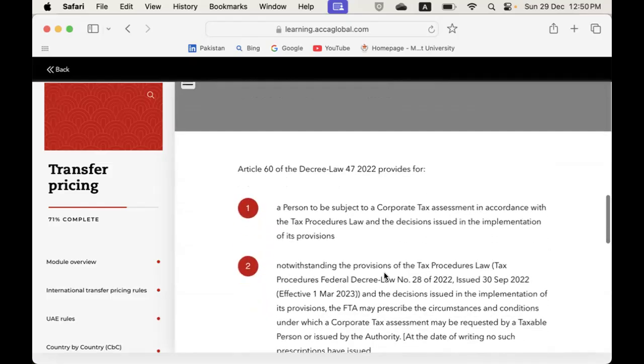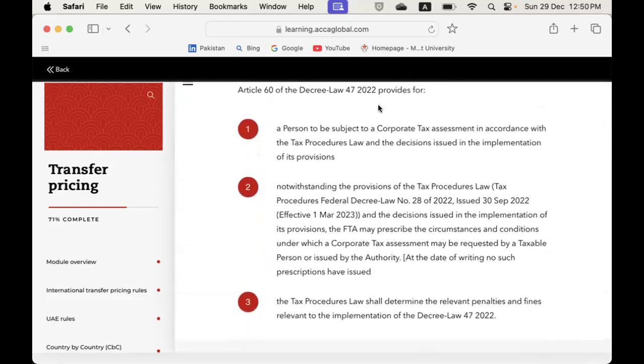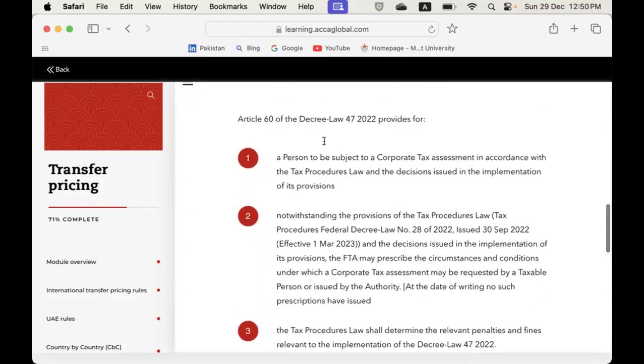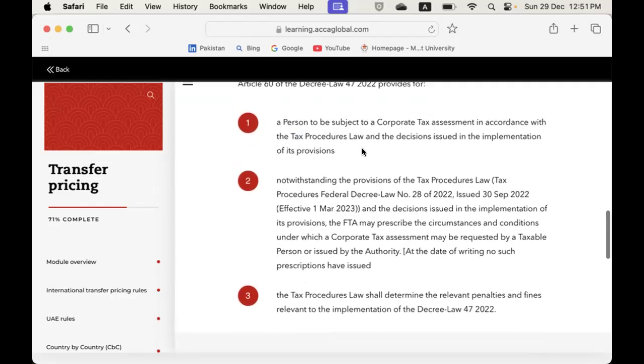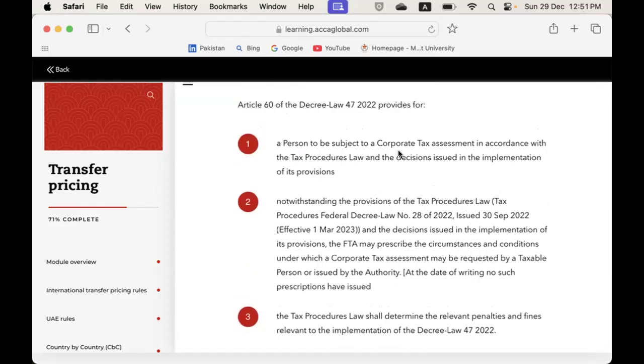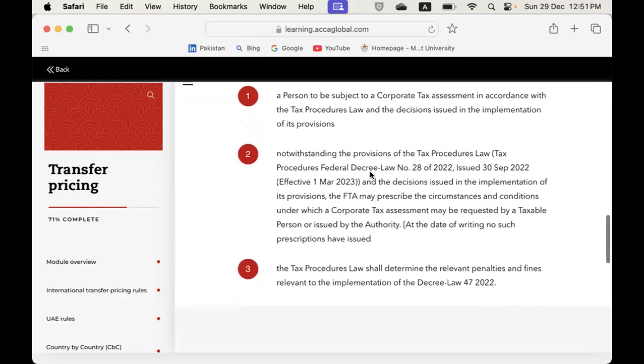Violations and penalties. Article 60 of the Decree Law 47 of 2022 provides for a person to be subject to corporate tax assessment in accordance with the tax procedures law and the decisions issued in the implementing of its provisions. So please remember, there is a tax procedures law, I think it is law number 28 of 2023. And then later on there were executive regulations also issued for that law. So any tax assessment will be opened up or carried out under the tax procedures law.